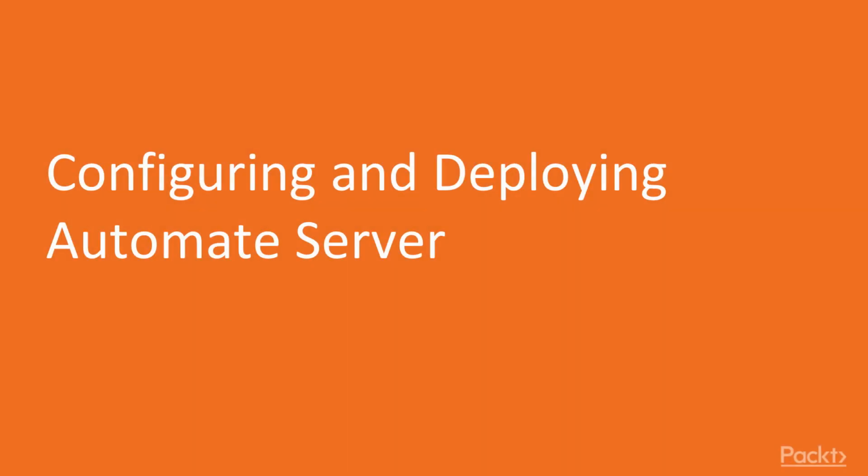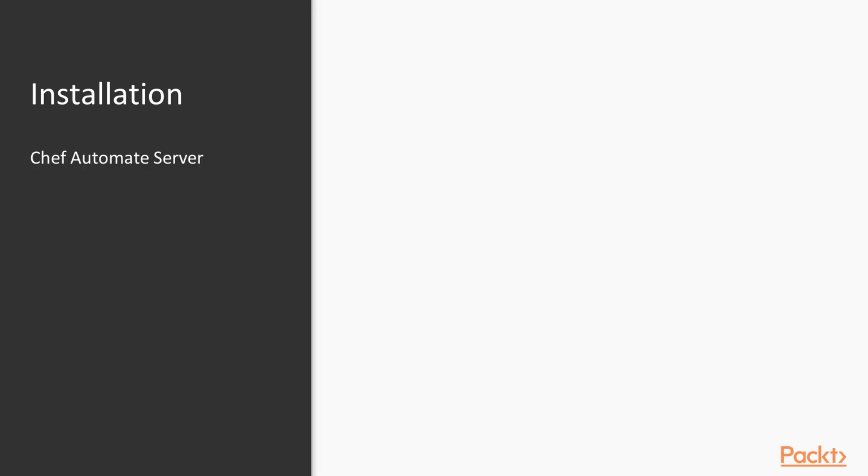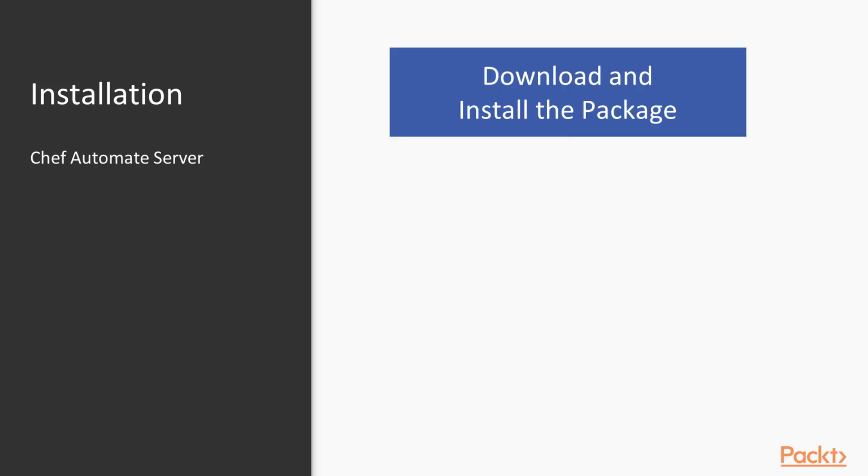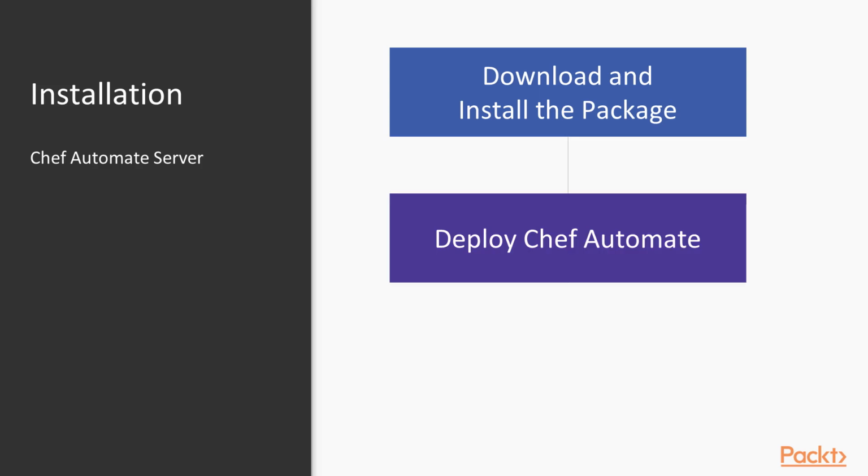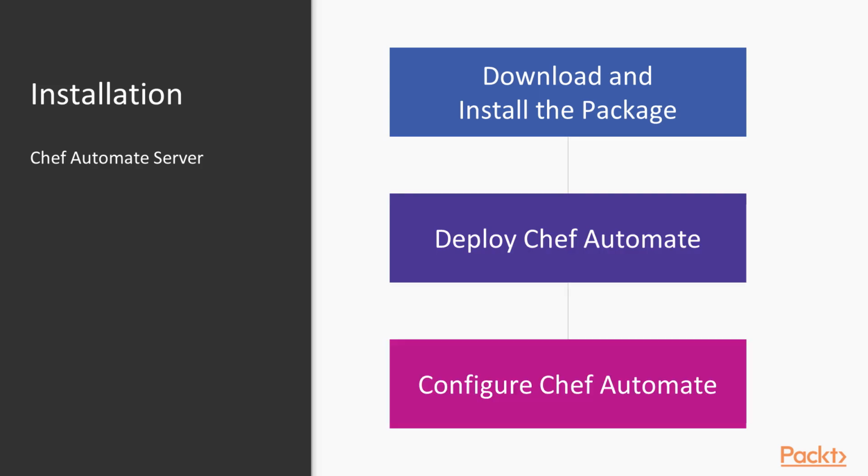In this video, we would learn to configure and deploy an Automate server. Let's see the steps involved to configure an Automate server. We would first download and install the package of Automate server. We would deploy the Automate server using command line interface, and then we would configure the Automate server with the details of our Infra server, which we have brought up in the last session.